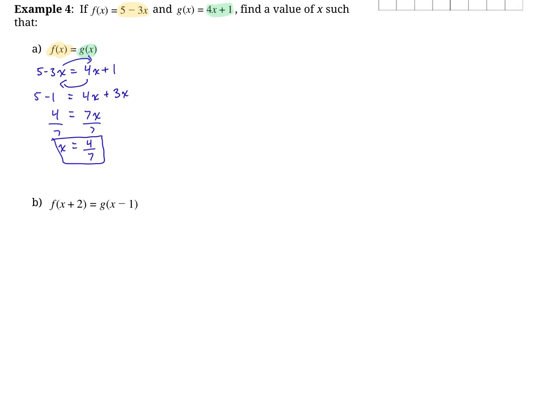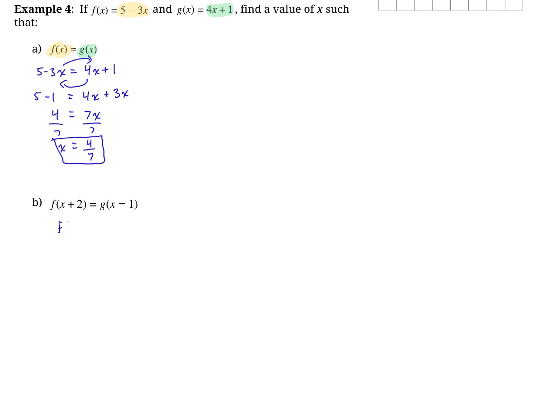The next question just requires a little more algebra. So we're looking to find an x value such that f(x plus 2) is equal to g(x minus 1). Now we need to input x plus 2 into our function f, and we need to input x minus 1 into our function g.